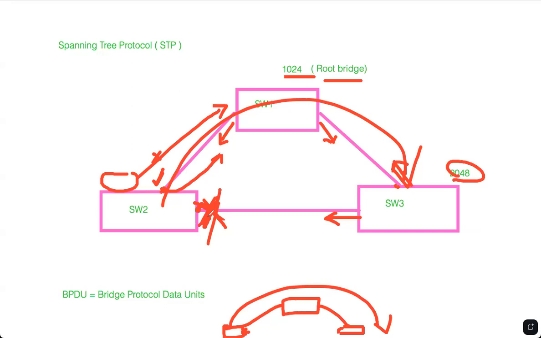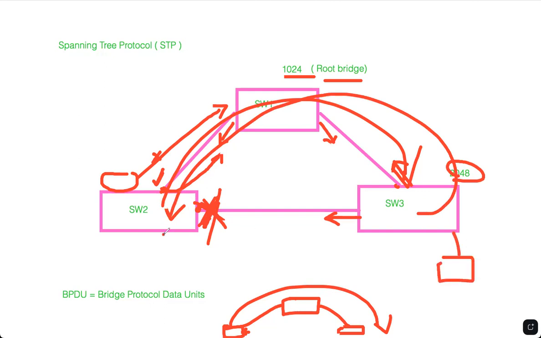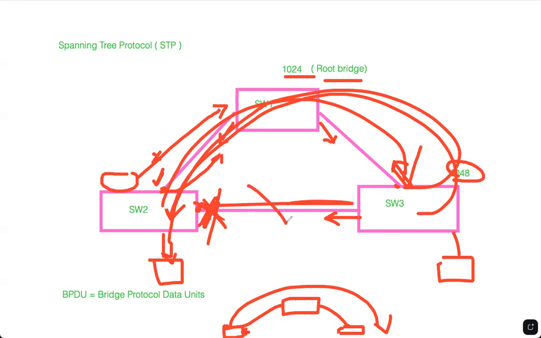So if the information is passing from switch 3, where we have lesser priority, will that information be passed to switch 2 if the way is blocked? No, it will have to go through only switch 1 and go to switch 2. Okay, sir. If something connected to switch 3 wants to talk to something over here, it has to pass through switch 1, then go to switch 2 and then reach here. It cannot directly talk between them because this port is blocked.